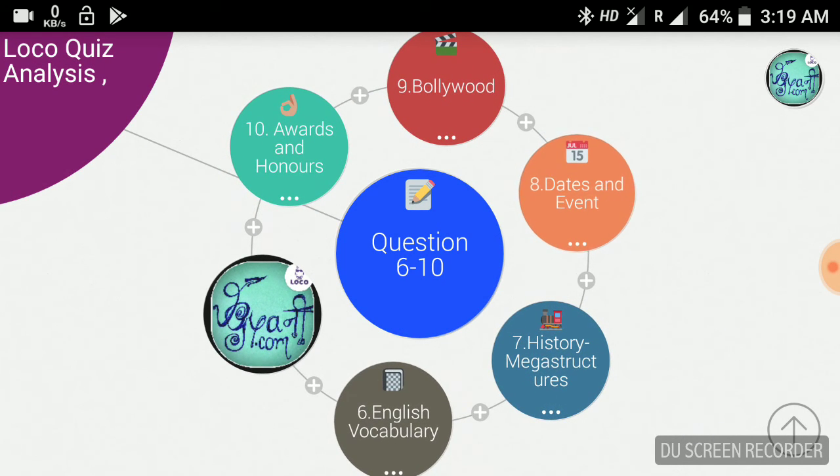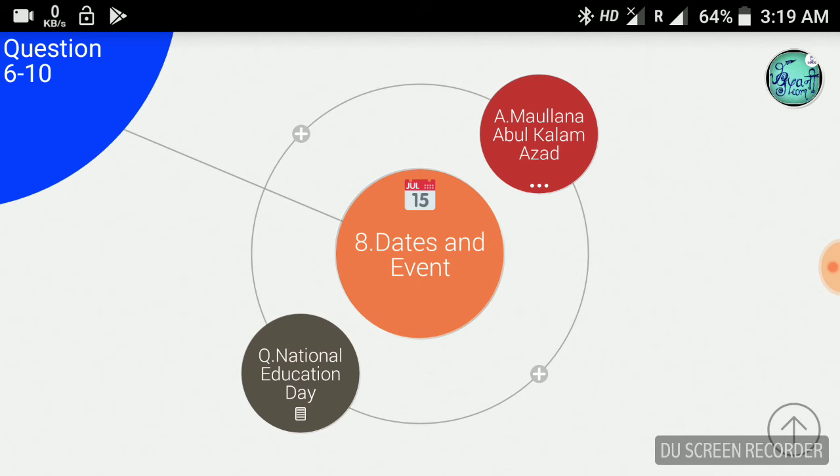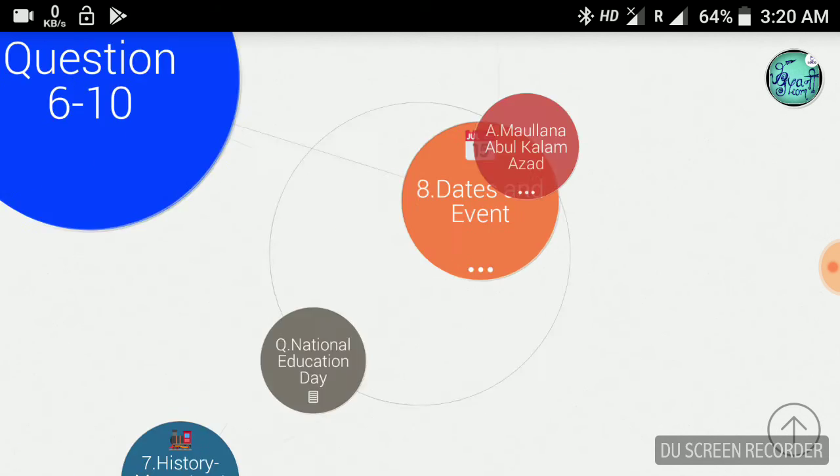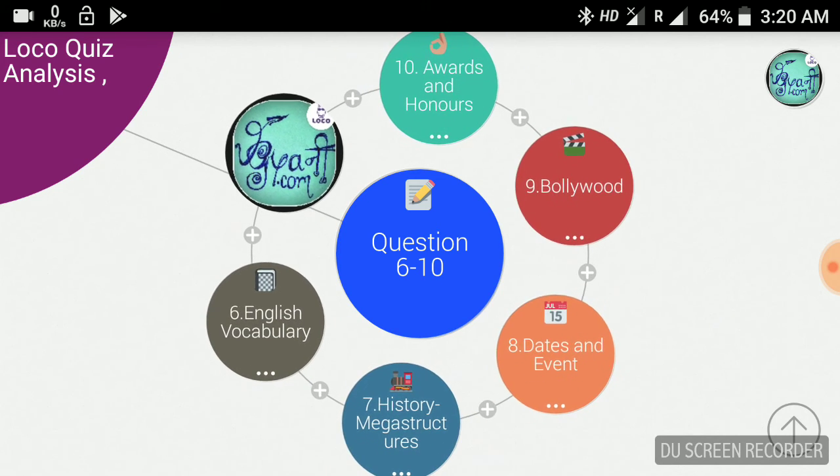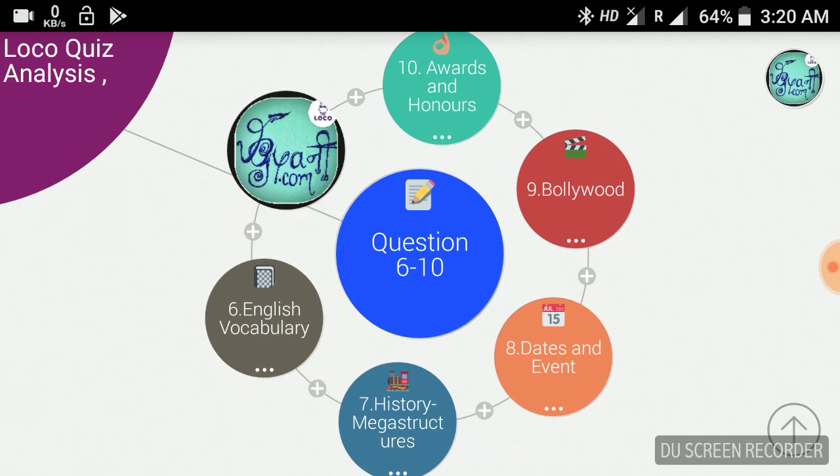And the eighth question is from days and events, and they ask on whose memory we celebrate National Education Day. So the answer was Maulana Abul Kalam Azad, the first education minister of India. The day is celebrated on 11 November each year, and it was started in 2008. And who started this particular day? The HRD Ministry, yes, the Human Resource Development Ministry.